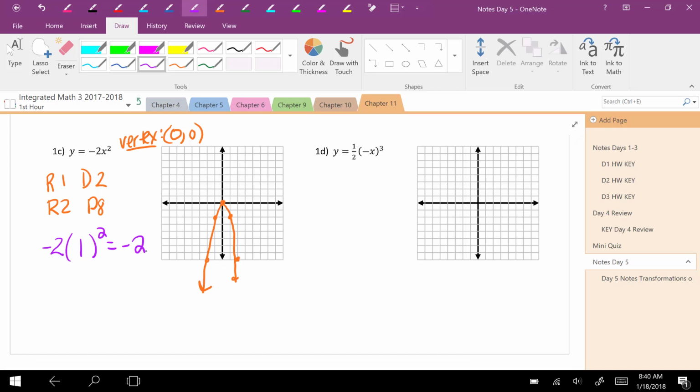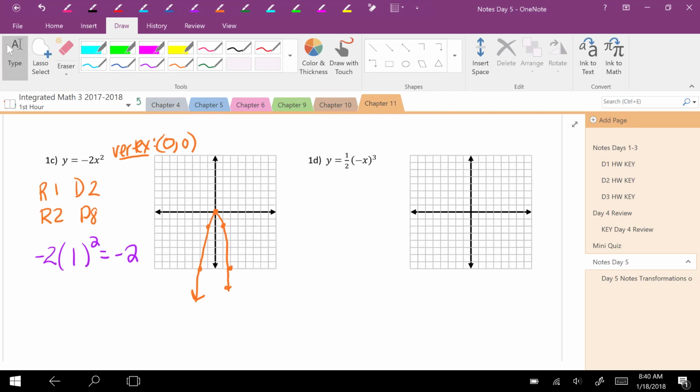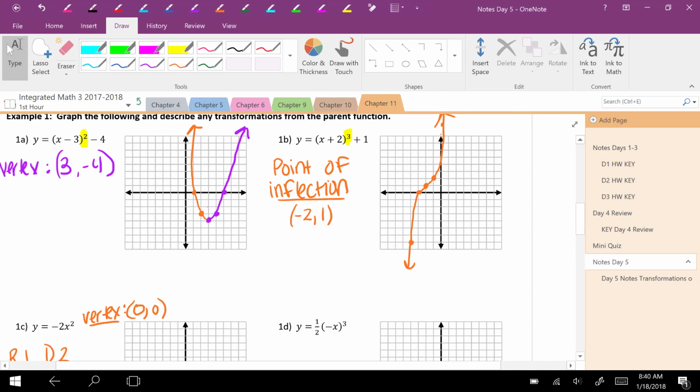I always find my point of inflection first for this one. And we're in cubic, so you should know, does it go the same direction or opposite directions? For cubic, the end behavior, do both go the same or do they go opposite? They're going opposite. End behaviors of cubic functions go opposite directions. If you take a look right above, see how they go opposite directions.